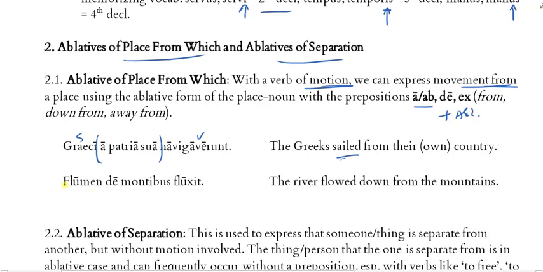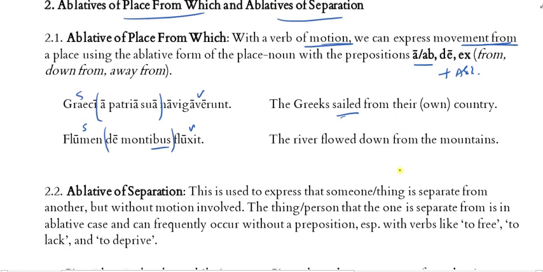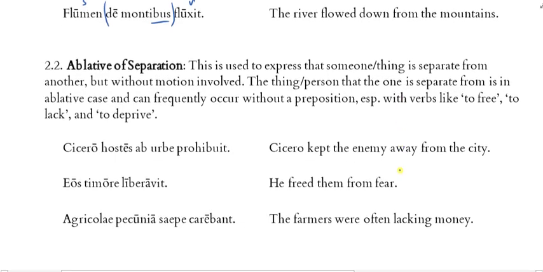And then in the second sentence, flumen is a neuter noun subject, and fluxit is the verb. So the river flowed, and then de montibus. Mons is a new noun for us in this chapter. It means mountain. This is the ibus plural ablative case ending here. So de montibus means down from. Flowing inherently involves motion down from the mountains. All right, so that's ablative of place from which, and this will usually happen with these prepositions.